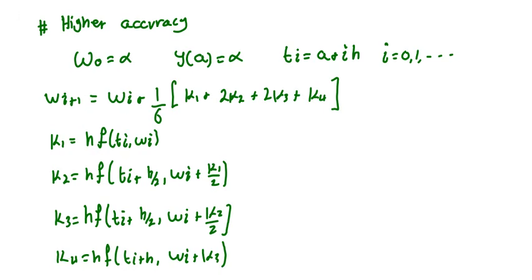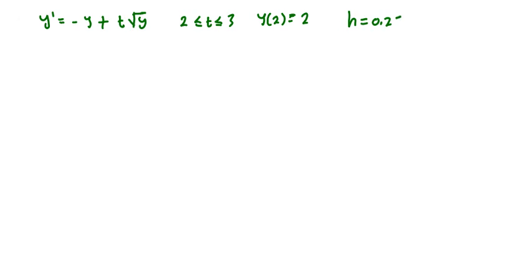Okay, so let's go ahead and look at our example. Our example has the differential equation y prime is equal to minus y plus t times the square root of y. The interval for t is 2 comma 3. Then you are given the initial condition y of 2 equal to 2. So h is given as 0.25.